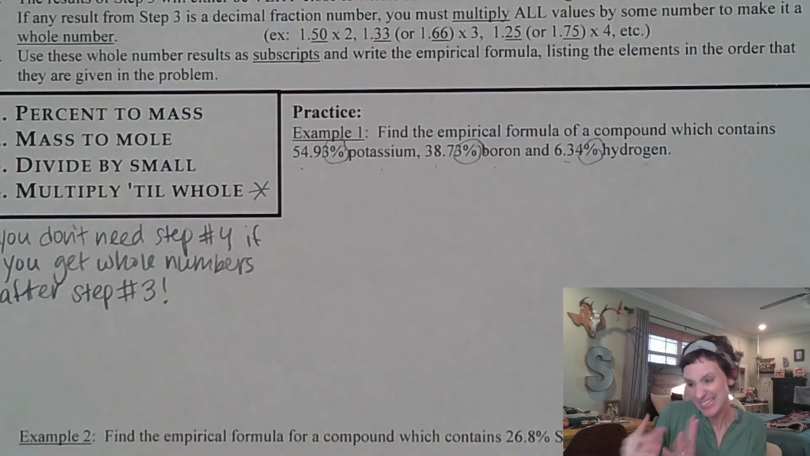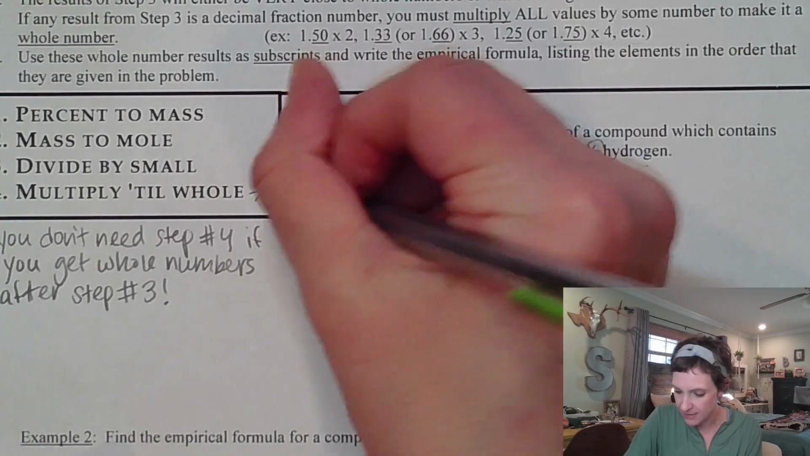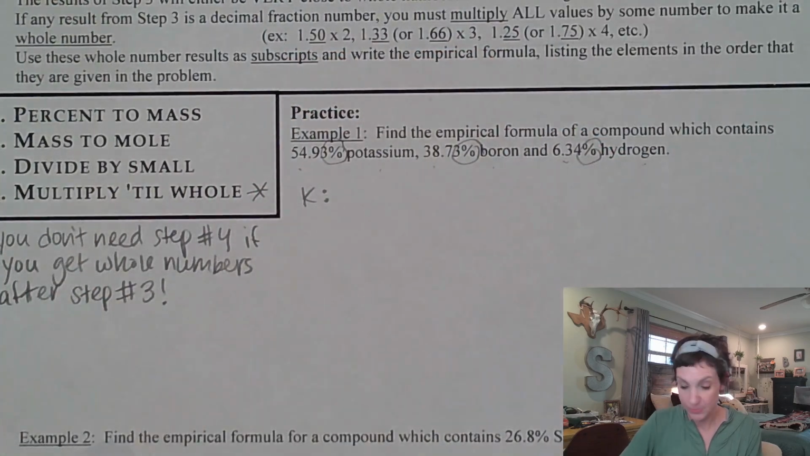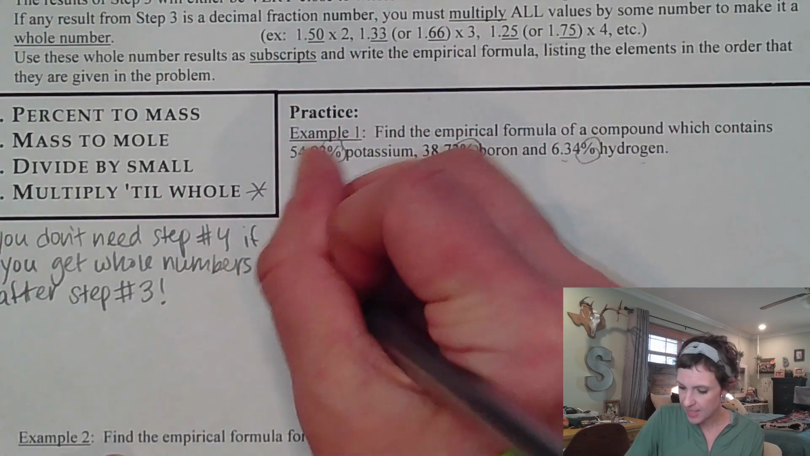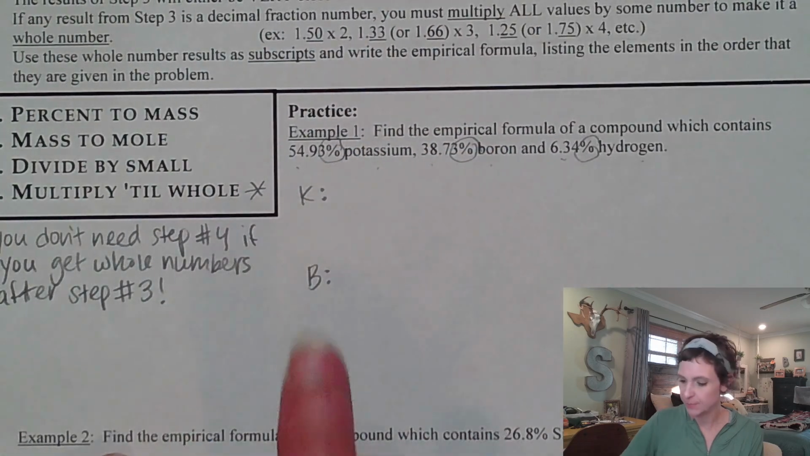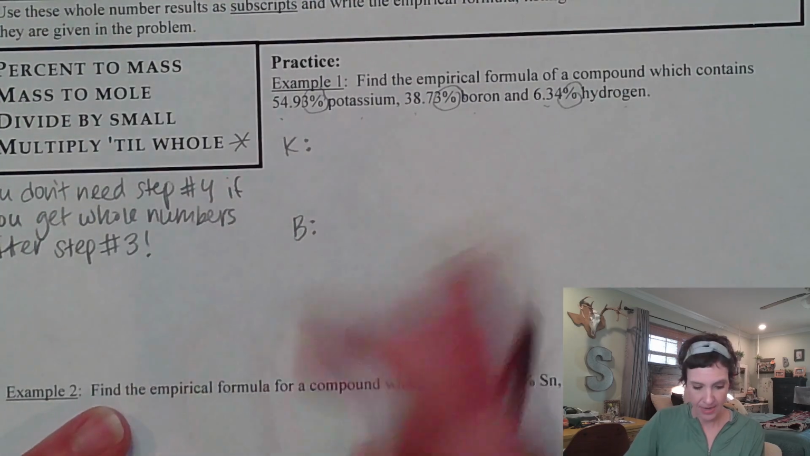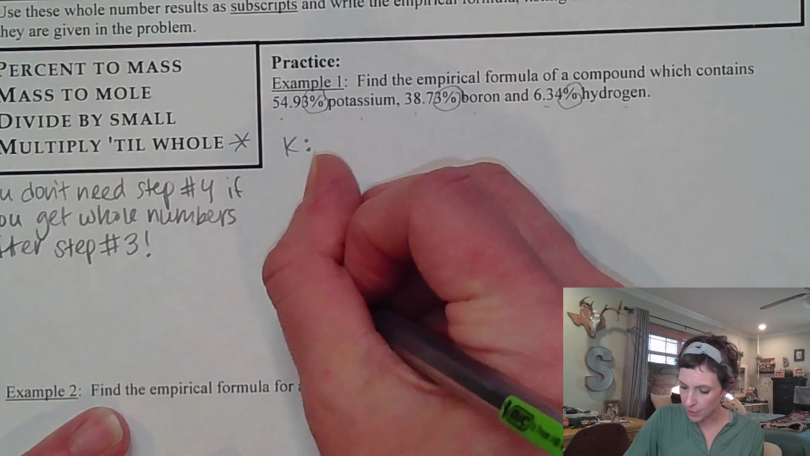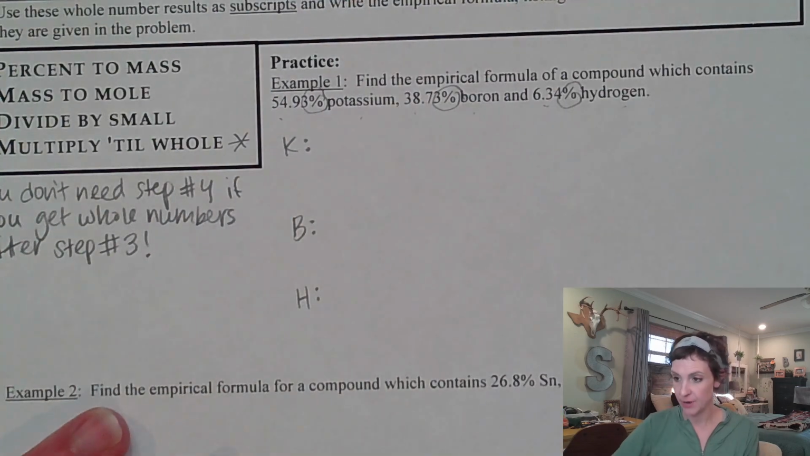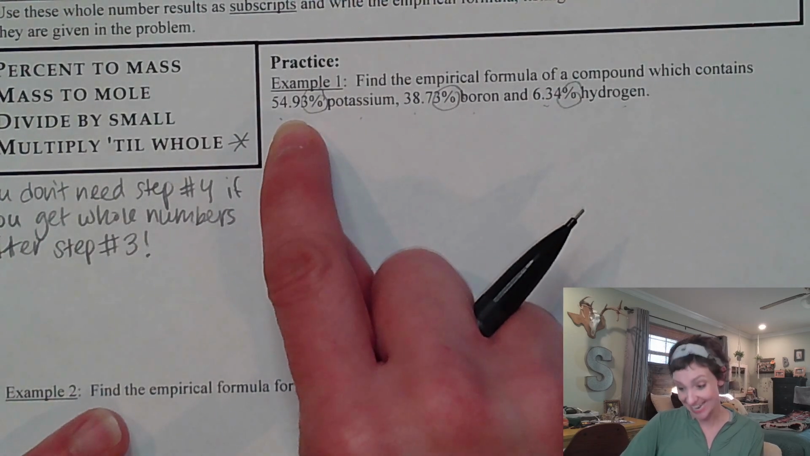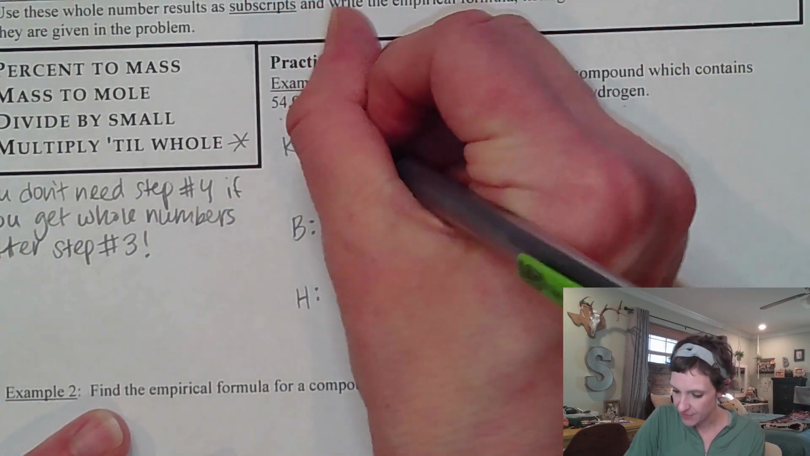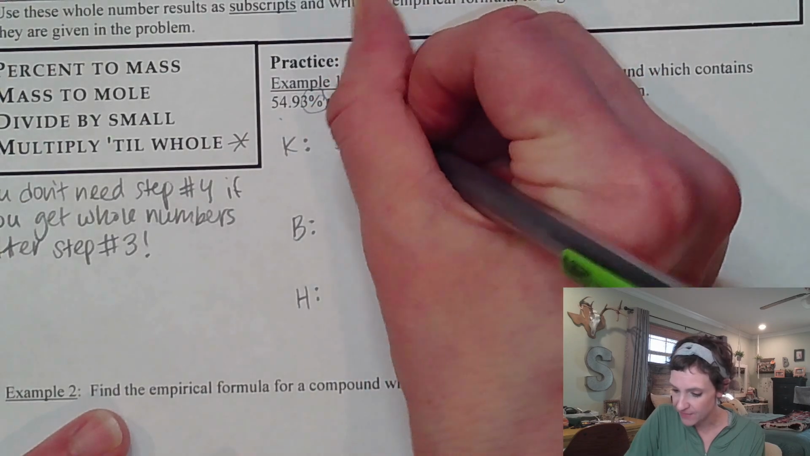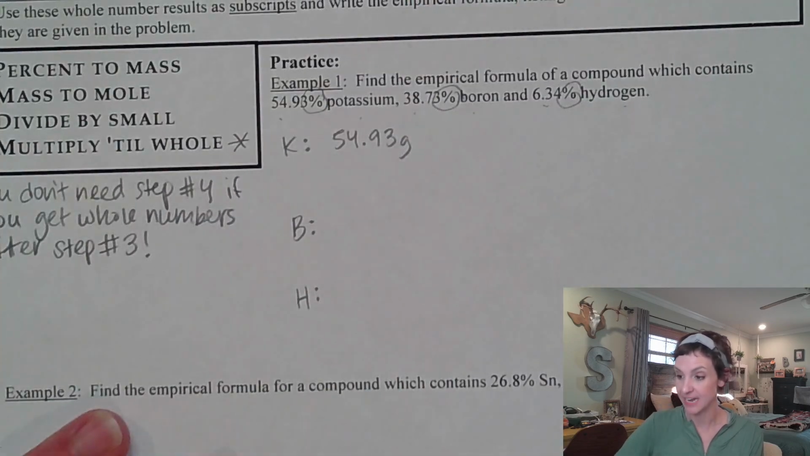So I like to kind of set up a little space to go. So my first element that they said we have is we have some potassium. So we're going to work through some potassium information here. And then midway down, we're going to work through some boron information. And then closer to the bottom, we're going to work through our hydrogen situation. Okay. So our first step, percent to mass. Let's write those masses now next to whatever element they represent. So we said we had not 54.93%, but 54.93 grams of potassium.